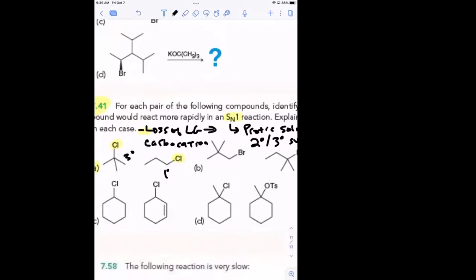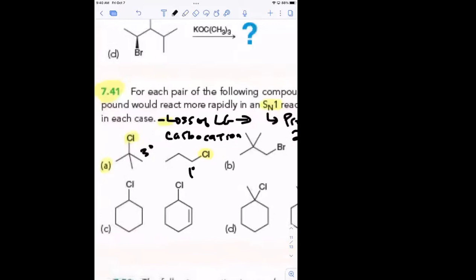That's why tertiary substrates are favored, or allylic substrates or benzylic substrates, because they can be stabilized. Tertiary substrates are stabilized because of the methyl groups attached. Allylic and benzylic are stabilized through resonance. So that's what this question is really asking. Which carbocation would be the most stable when the leaving group leaves? All right, so for A, it's this one, it's tertiary.